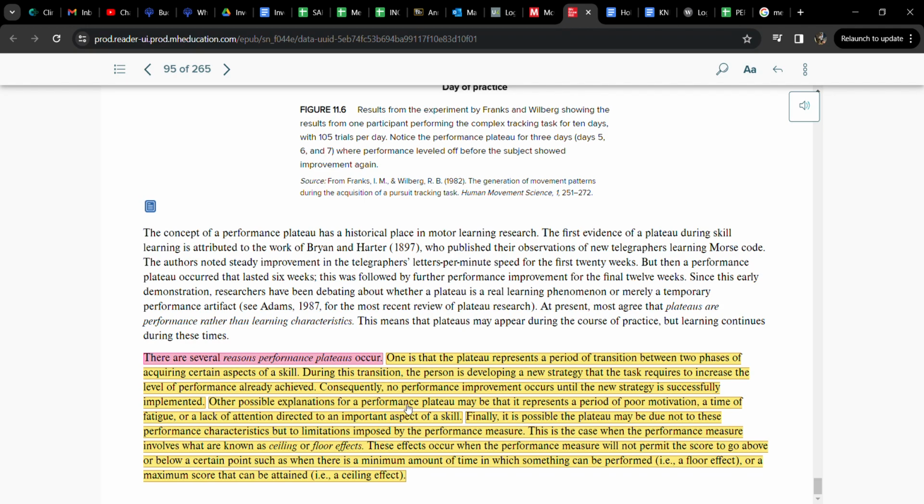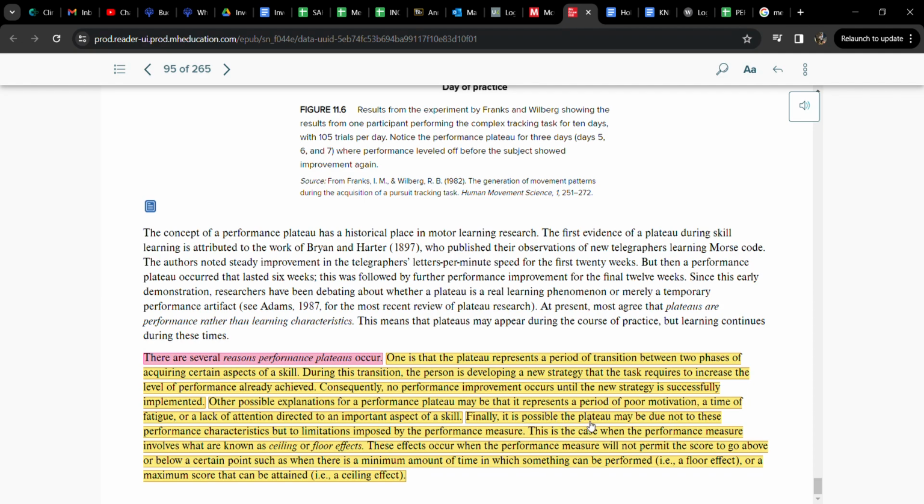Another possible explanation is that it represents a period of poor motivation. So if you're getting burnout or you're just sick of doing a particular thing over and over and over, you may just not be motivated to continue that learning component. And that does happen to people, right? If you're just doing the same thing over and over, you can be like, okay, I've had enough. You need to step away so that, again, you can process it, or you can come back and find some more motivation or enjoyment in that task.